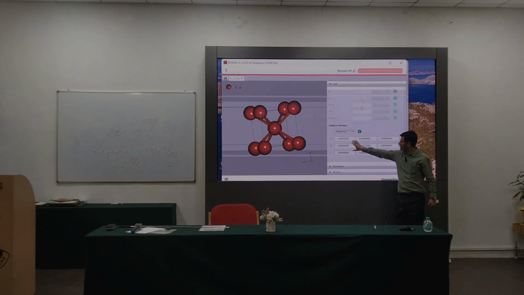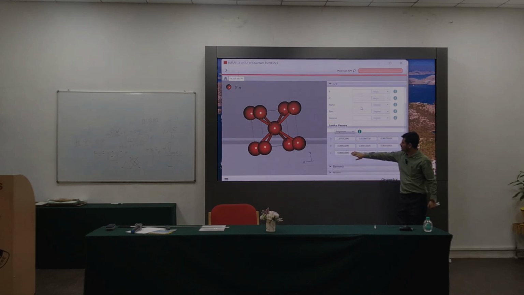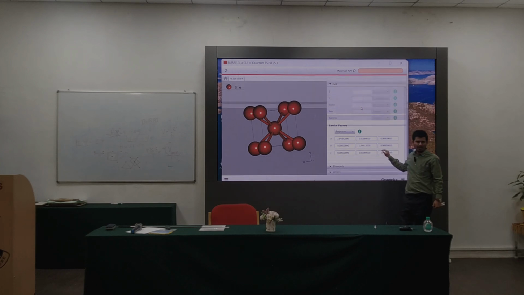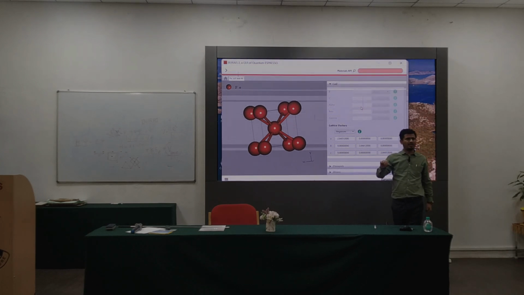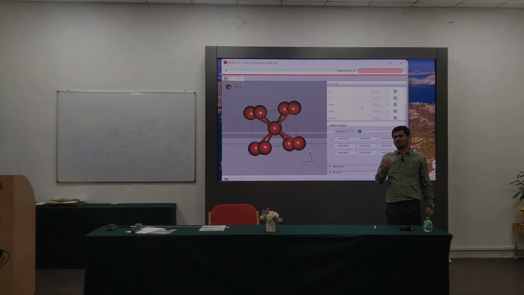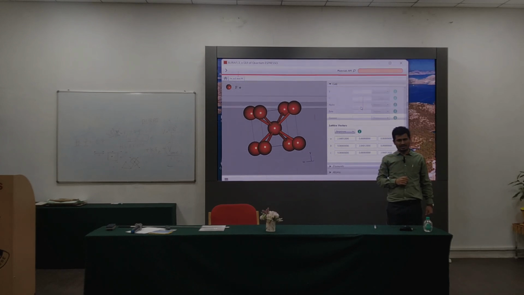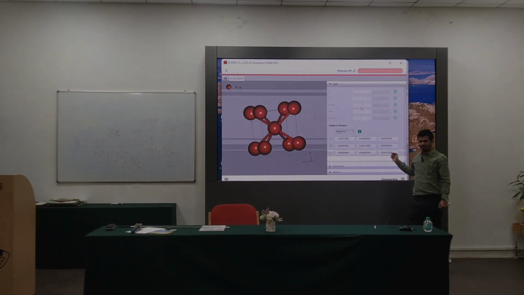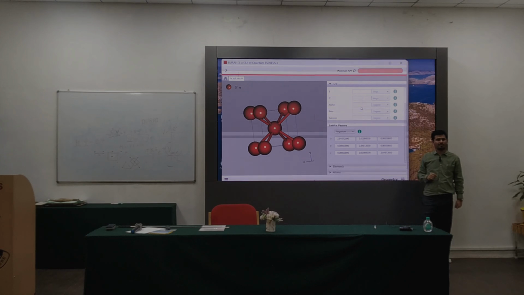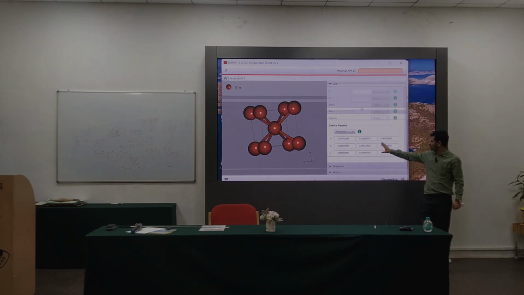So for simple cubic, all are 0. Only the diagonal term will be non-zero. When you go to hexagonal, or suppose I call it orthorhombic, my crystal structure, where will the change be? Suppose for orthorhombic crystal structure, where will be the change here?